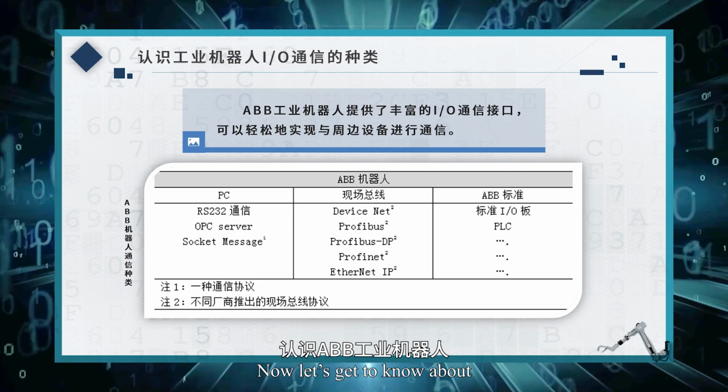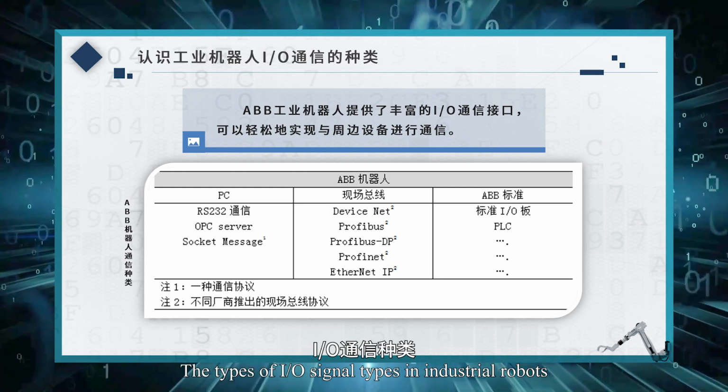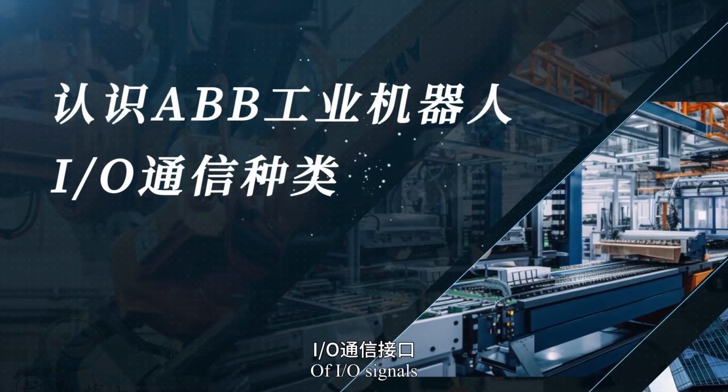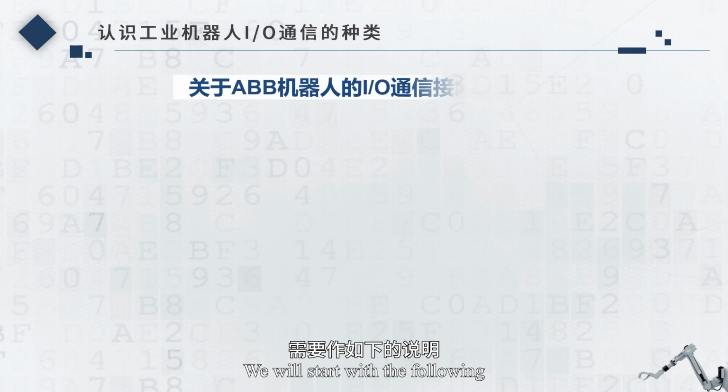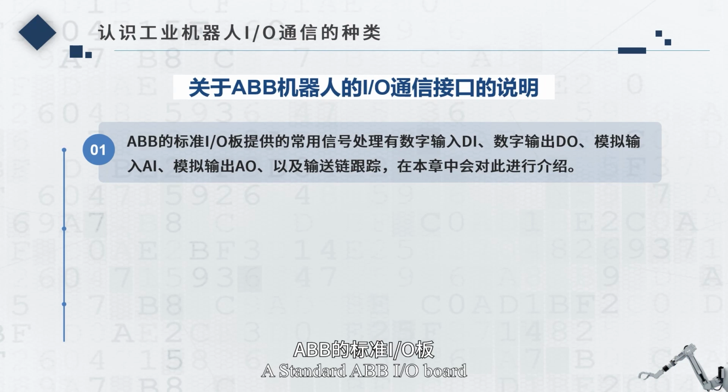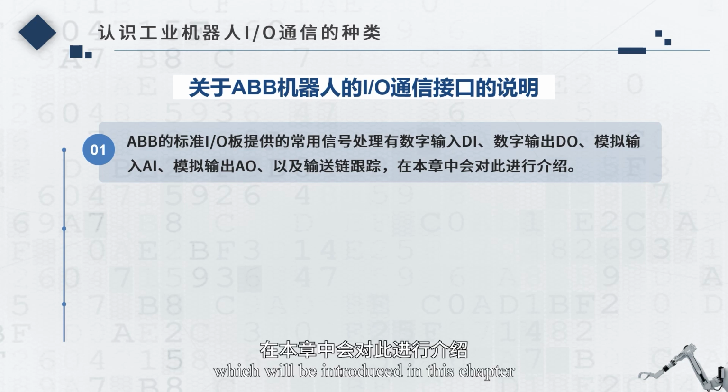Now let's get to know the types of I/O signals in industrial robots. About the connection interfaces of I/O signals, we will start with the following. First, a standard ABB I/O board can process common signals: DI input signal, DO output signal, AI analog input signal, AO analog output signal, and conveyor chain checking, which will be introduced in this chapter.